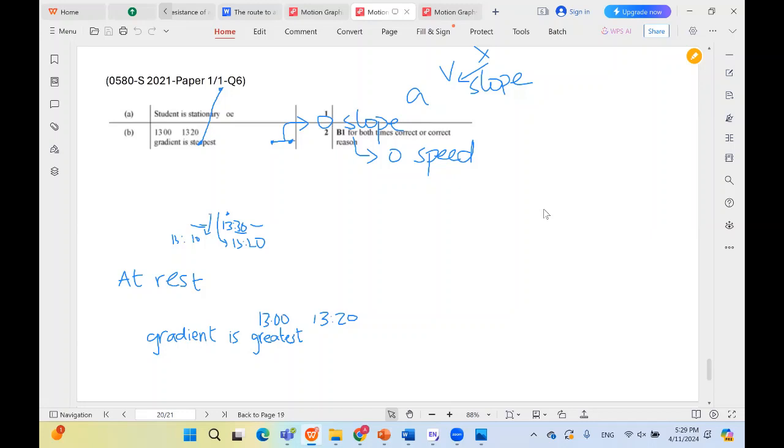Both answers seem to be correct. The student is stationary or at rest in A, and in B between 1300 and 1320 because the gradient is the steepest.